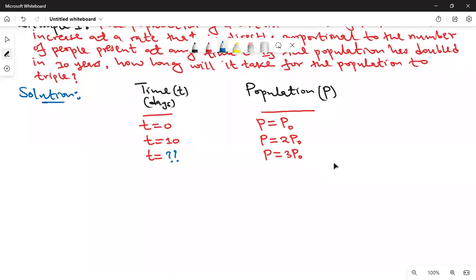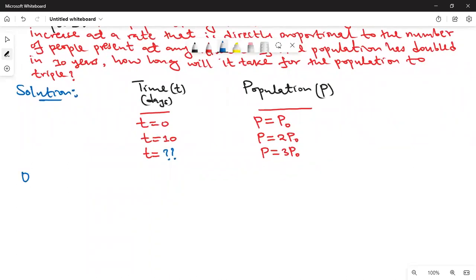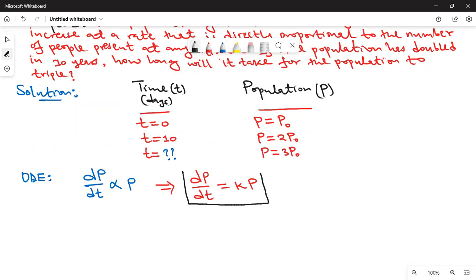So from here, we can come up with the ODE governing this problem. The ODE for this problem is that dP dt is not equal to, but proportional, directly proportional to P. And from here, you can get the ODE, now an equation, when you get rid of the proportionality symbol. So here we'll have dP over dt is equal to K times P, where K is the constant of proportionality. So this equation is a separable ODE.